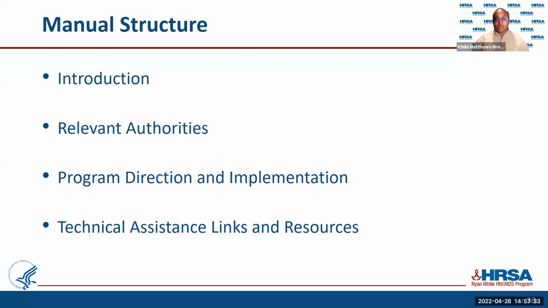And then it pivots, normally like chapter two, it pivots to relevant authorities. So it reviews Ryan White HIV/AIDS program legislation, as well as applicable regulatory requirements, grant administration policies, and program specific policies that authorize and establish requirements as it relates to the topic that's being covered in that specific section.